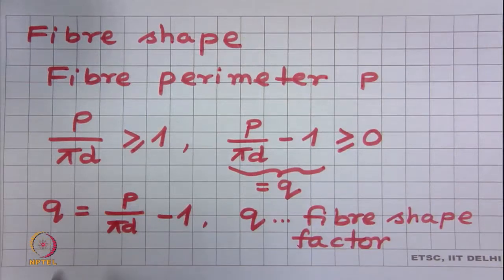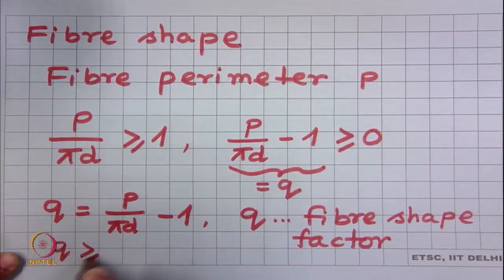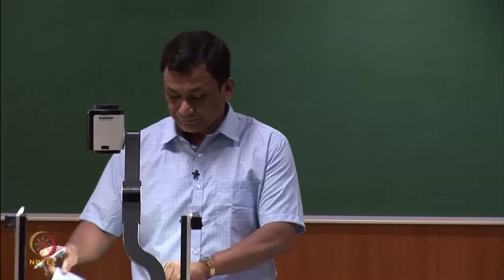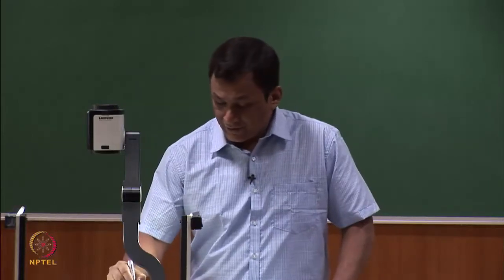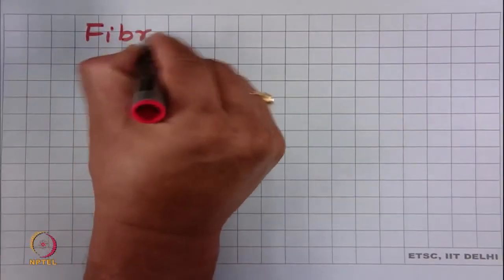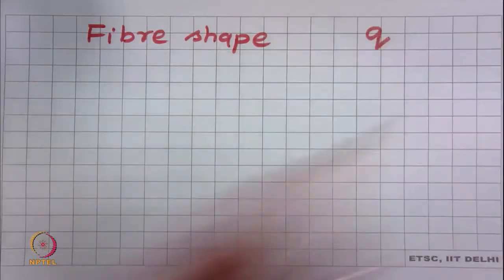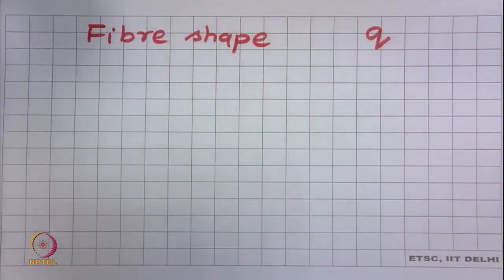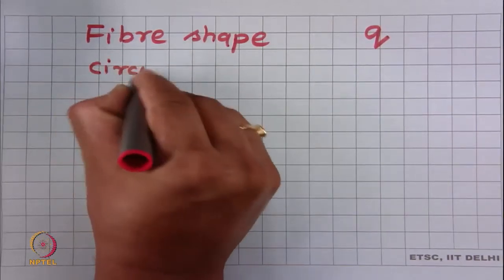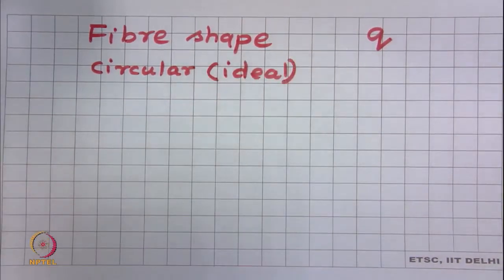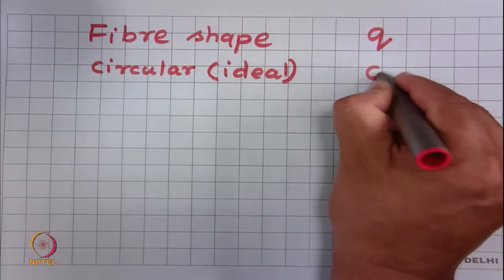So, evidently the value of q will lie from 0 onwards. When it is 0, let us explain that. Let us consider a few shapes and the value of q. If it is circular, ideal circular cross section, then the value of q is equal to 0.